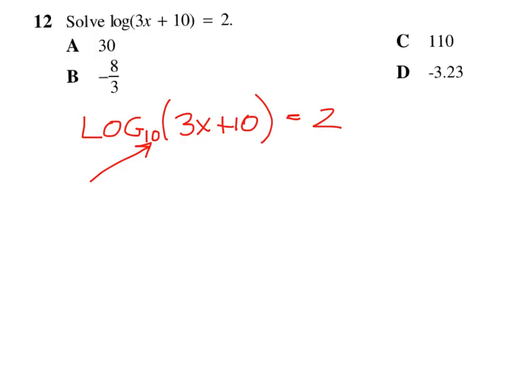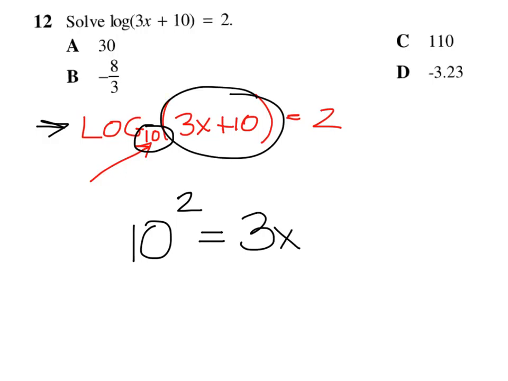All right. So, do you remember the format? If I'm going to change this into exponential form, what do I write first? I'm asking you. 10 to what power? The second power equals 3x plus 10. What is 10 squared? 100. 100 equals 3x plus 10.